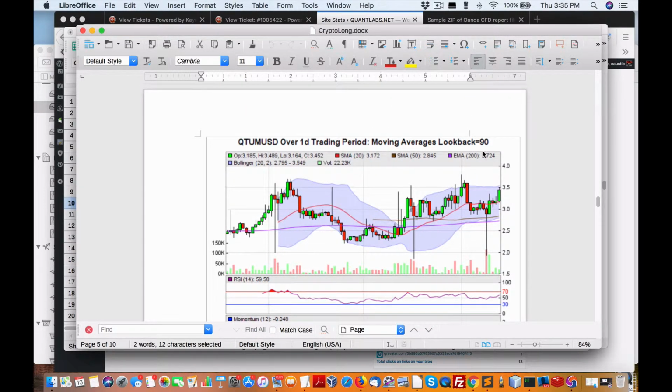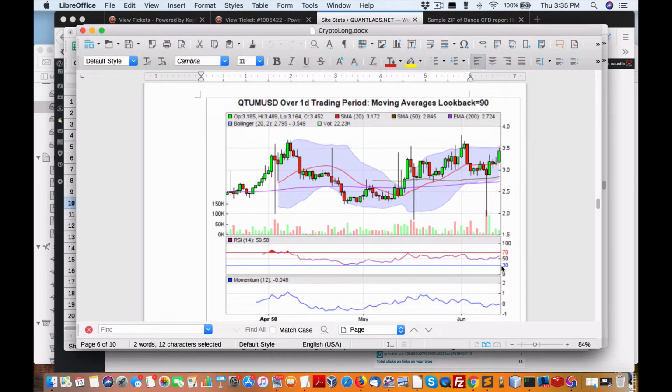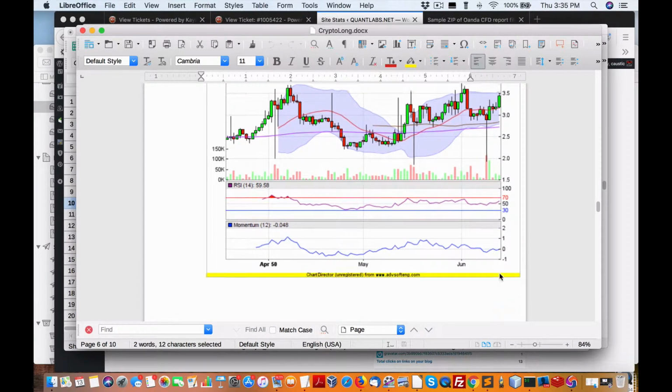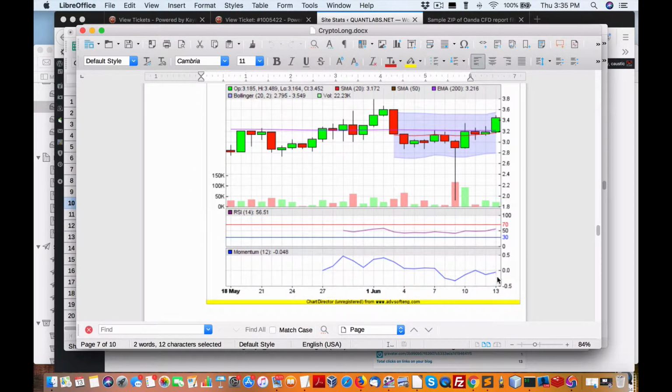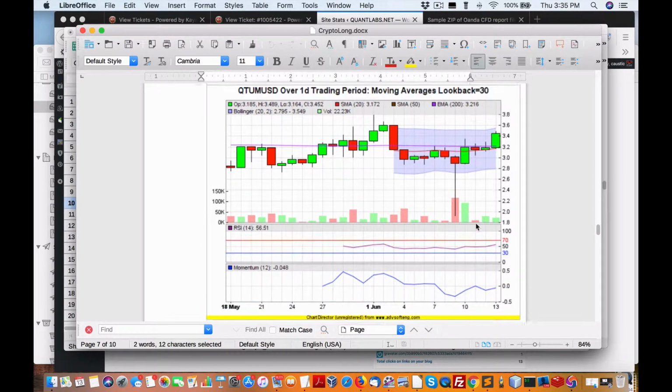But this is a 90-day view. So RSI is kind of slightly overbought, still at the momentum of 0. But look at this. Momentum is still at 0. This is a 30-day view.